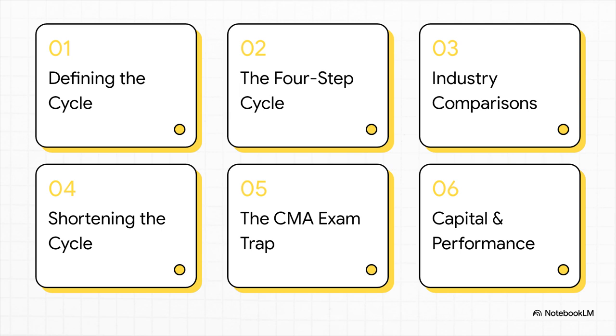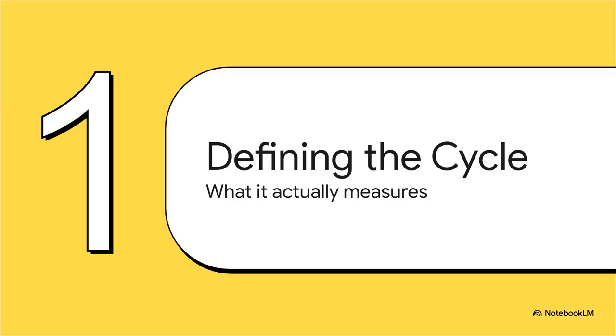So here's our game plan for today. We'll start by defining the operating cycle, walk through the four-step cycle, and look at some industry comparisons. Then we'll run through a scenario on shortening the cycle, highlight a major CMA exam trap you need to avoid, and wrap up with working capital and performance. All right, let's kick things off with Section 1, defining the operating cycle.